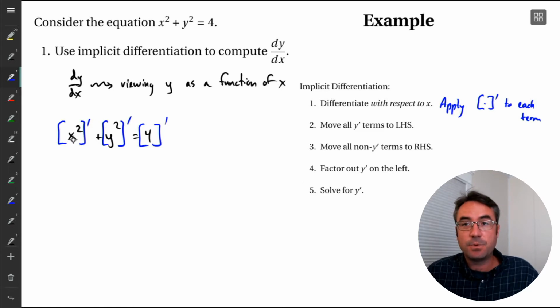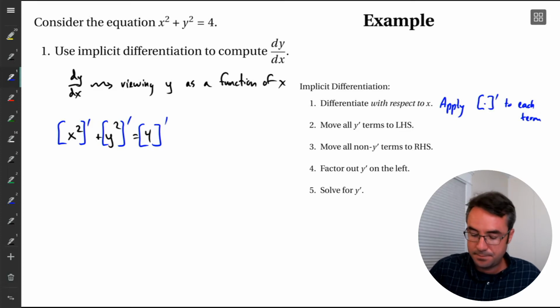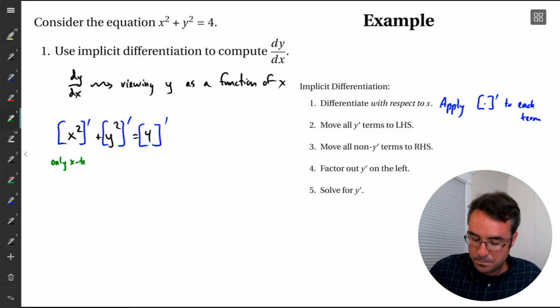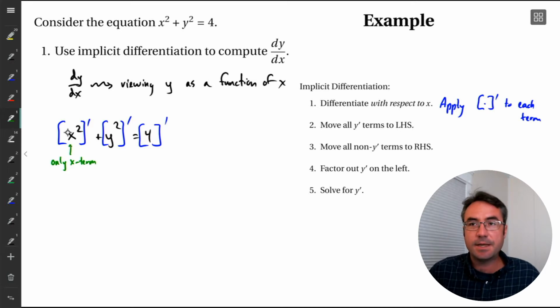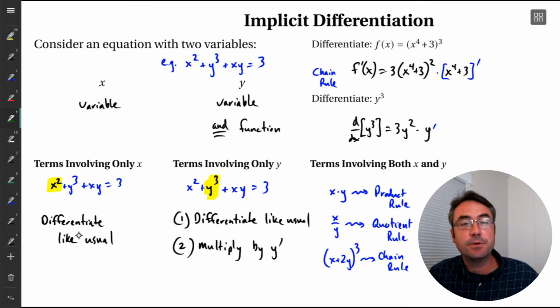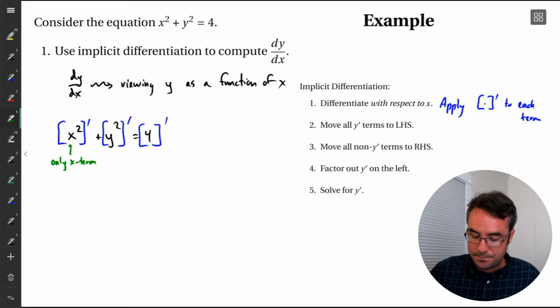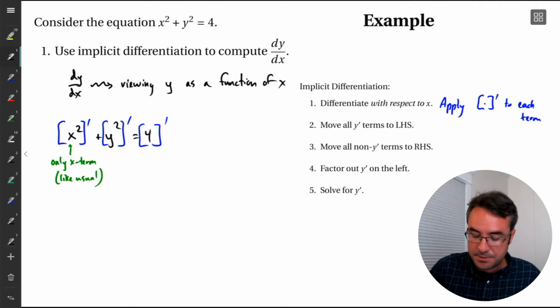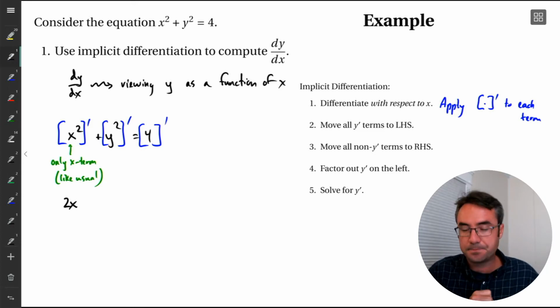All right. So now we go through and look at each of these individual pieces and see how to differentiate it. This first one only has an x term. So how do we differentiate that? Well, for a term involving only x, we're just going to differentiate it like usual. All of our usual derivative rules are still going to work here. So the derivative of x squared is 2x. Usual power rule here.